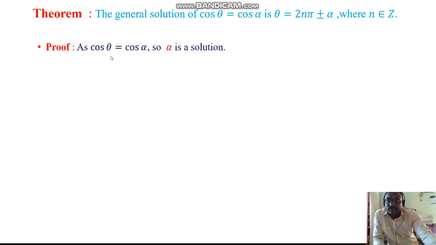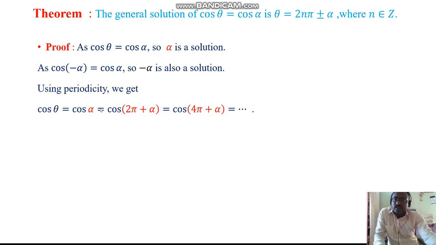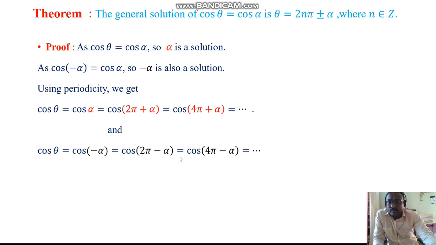Proof: as cos theta is equal to cos alpha, one solution is alpha, and we also know that cos of minus alpha is equal to cos alpha for any radian angle alpha, so minus alpha is also a solution. Using periodicity, cos theta is the same as cos alpha, and after one complete rotation, alpha plus 2 pi is the same, and after again one complete rotation, alpha plus 4 pi is the same. Similarly we can write this by replacing alpha with minus alpha.